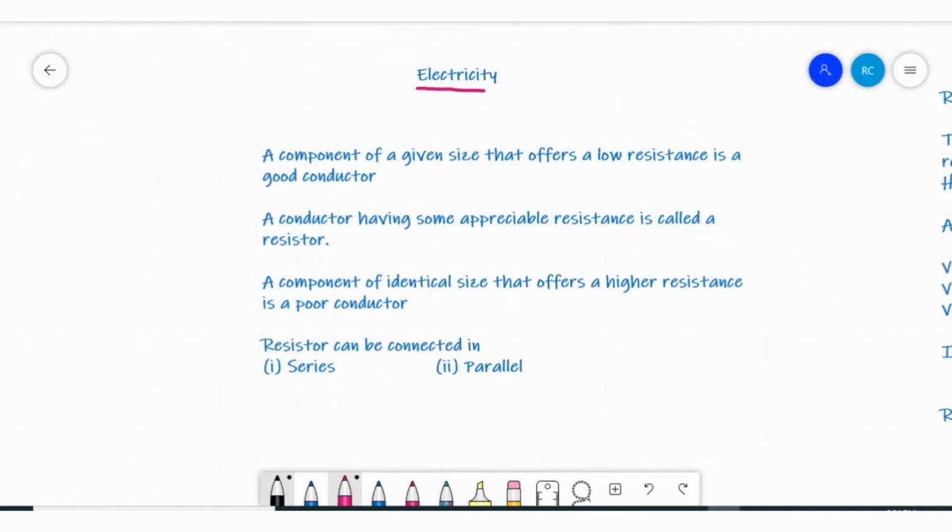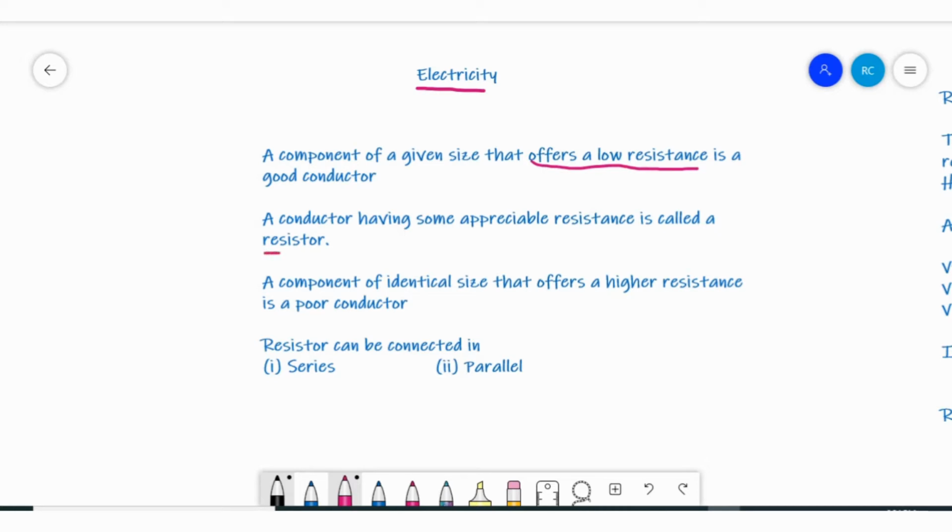What is a good conductor? A good conductor means a conductor or a component of a given size that offers a very low resistance. Because of low resistance, the electricity can flow smoothly through the conductor.